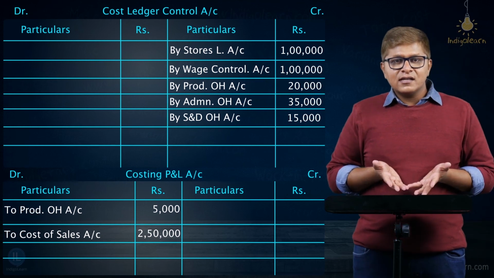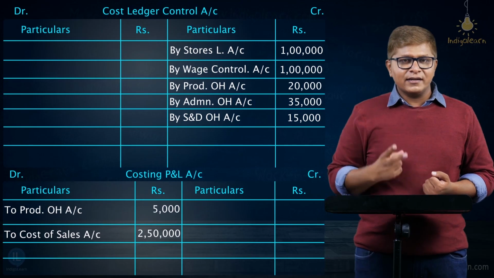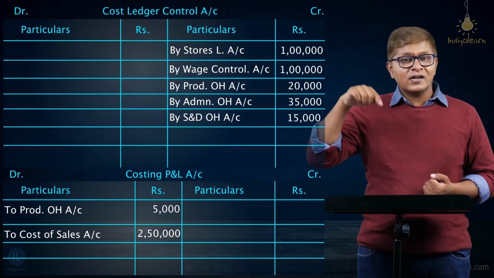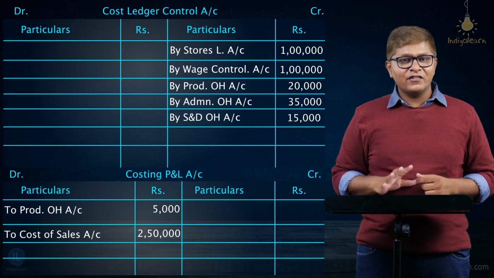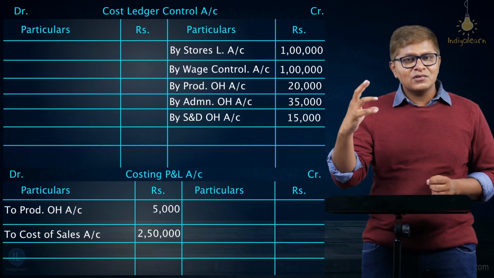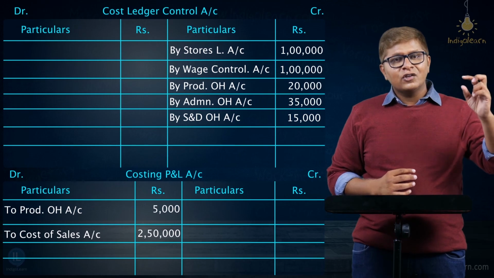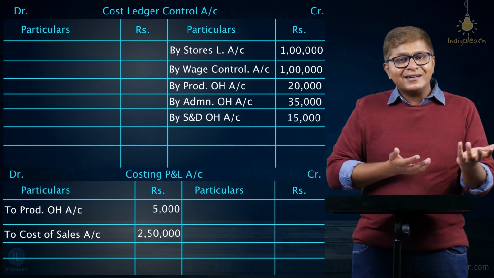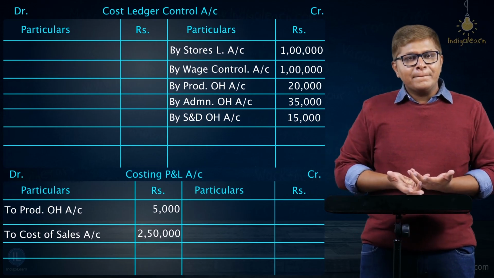So if you now see the costing P&L account, on the debit side, we have two entries. One 5,000 rupees that came from the production overhead control account, which was the under absorbed overhead. Plus we have this 2,50,000 which has come from the cost of sales. The total cost becomes 2,55,000. If you go back to your cost sheet, your adjusted cost of sales was also rupees 2,55,000. Understand the linkage and the flow of how the cost records are going to be maintained.